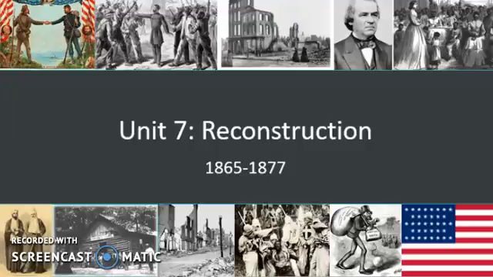All right, so this is the start of Unit 7. This is our last unit in American History 1. So this whole unit is Reconstruction. This isn't a super long period of time. We've covered larger units. This really isn't a big unit in general.